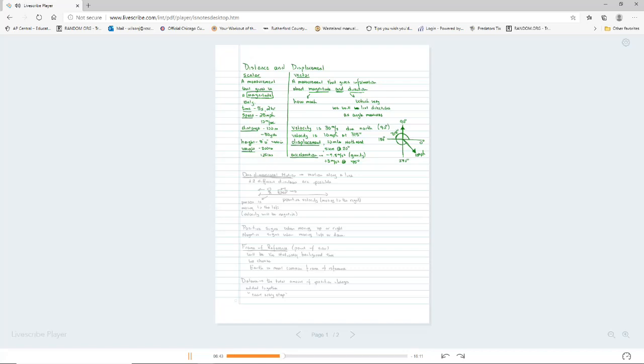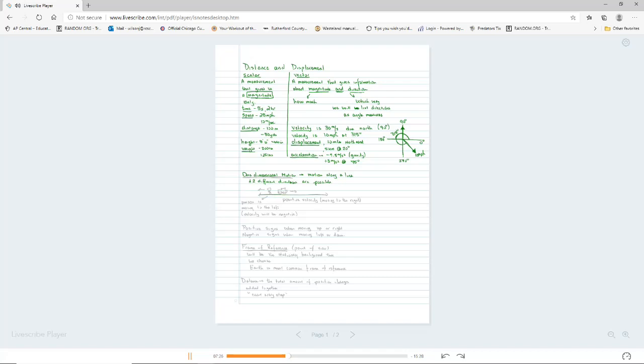You just call it the distance. So now that we've got those two, let's talk about a few things from your guided notes. So one of the things in your guided notes is, what is one-dimensional motion? And so one-dimensional motion is motion along a linear path. It's motion along a line. So you can go in two directions. Two different directions are possible.